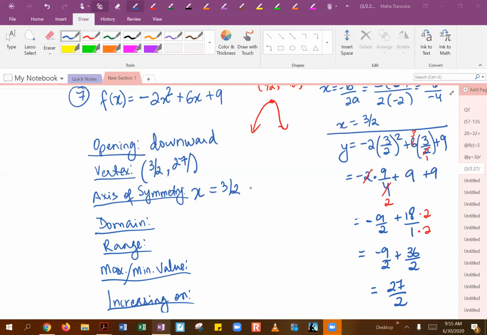This is a parabola opening downwards. So again, we know it's going to have a domain of negative infinity to positive infinity. But how does this affect our range with the parabola opening downward? What do you think the range of this function is going to be?